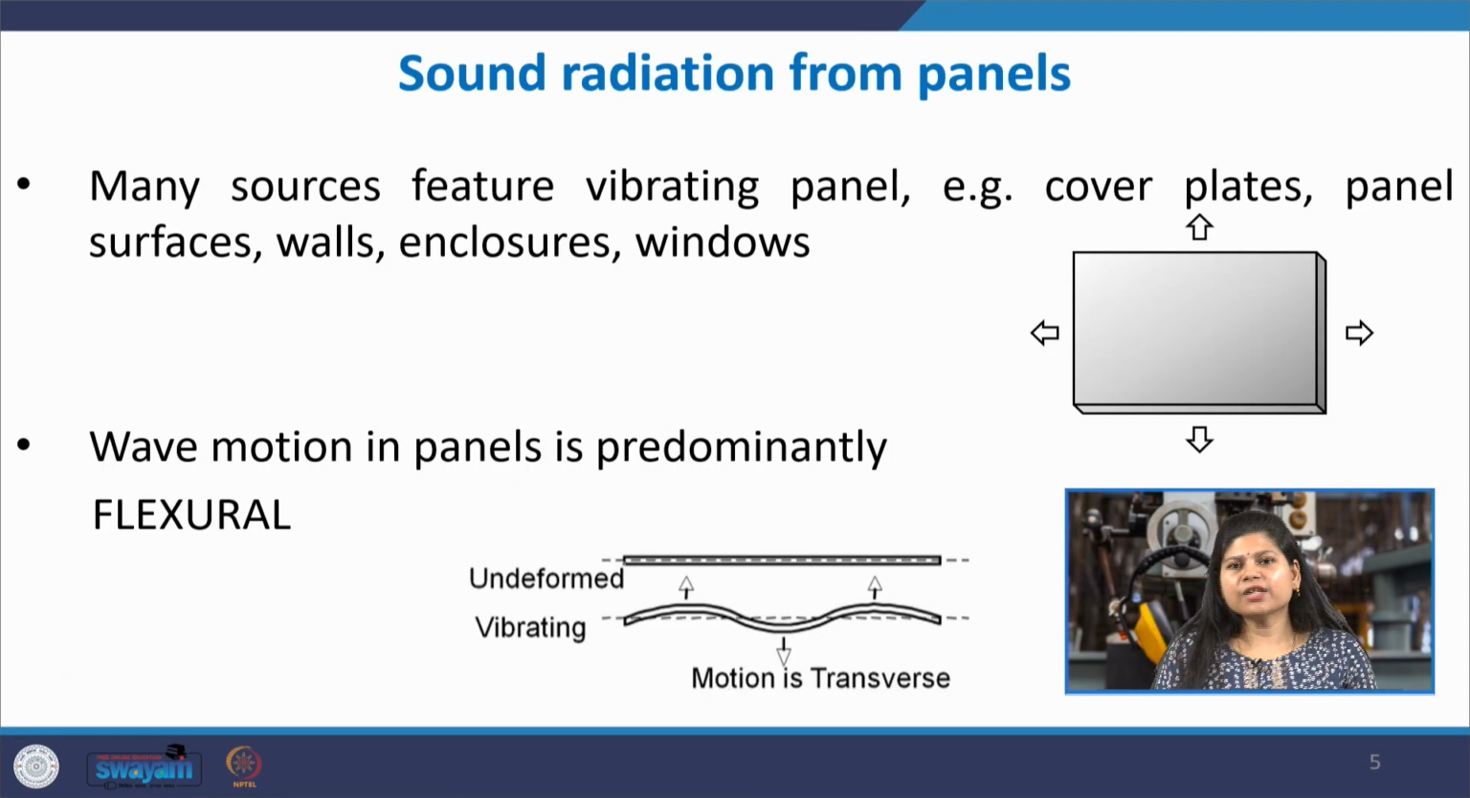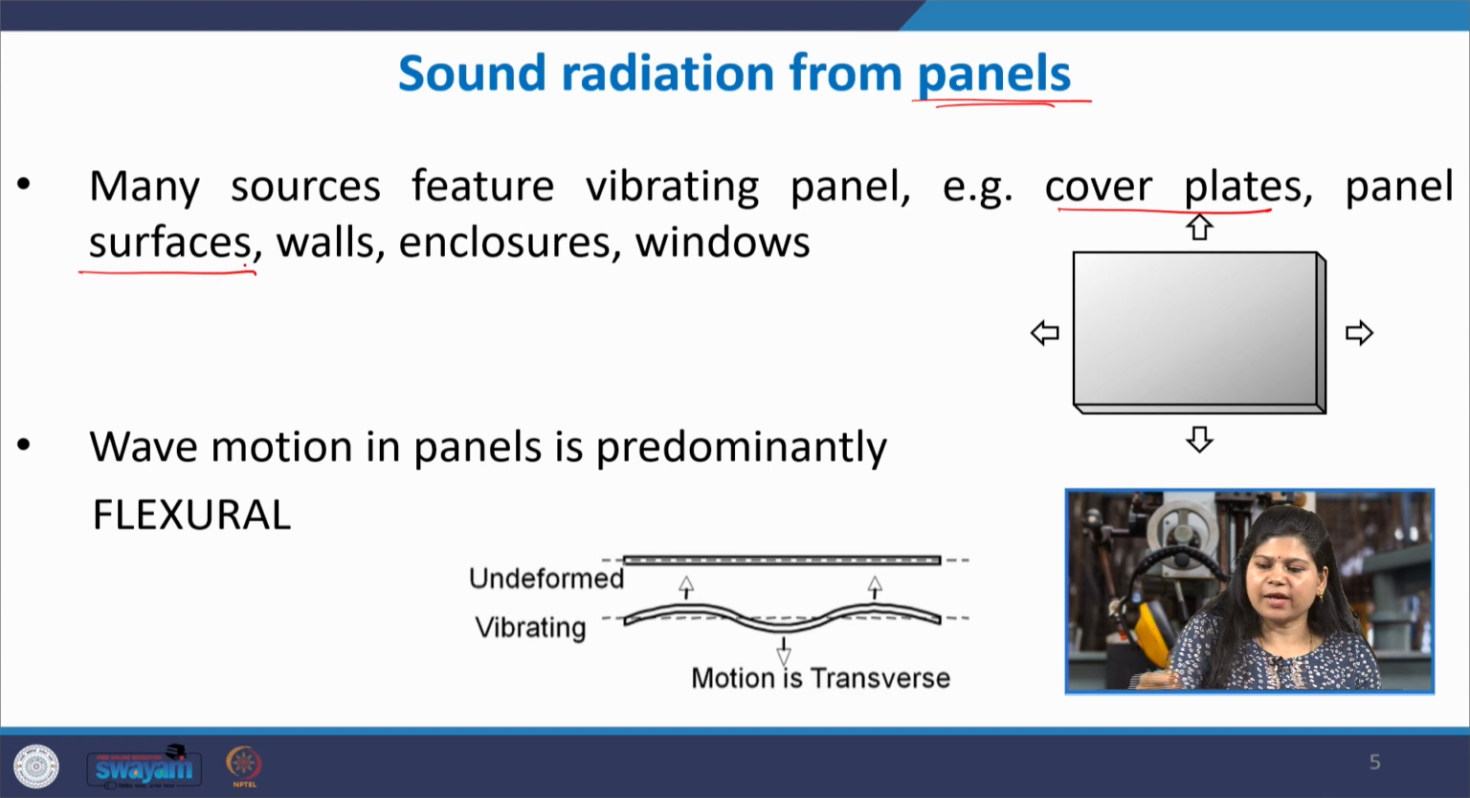Now, let us see the radiation from a real life source, which is panels. Large vibrating panels can be found in a lot of mechanical structures, such as cover plates, various kinds of machinery panels, walls, enclosures, windows. You just look around and you find so many objects that are in the form of large flat panels. It is a very common source of sound radiation, and the reason we are studying it is that it has a peculiar phenomenon.